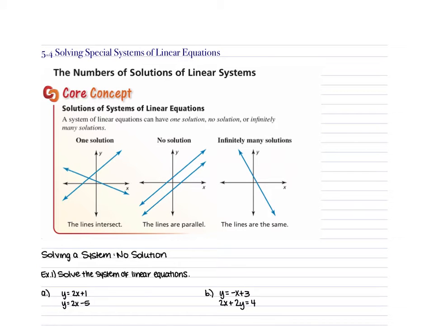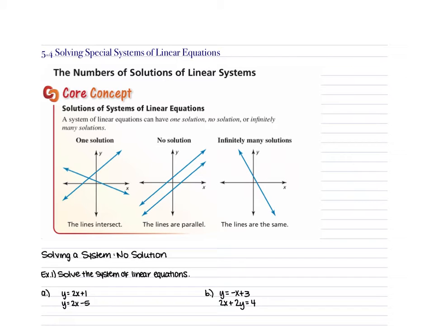5.4 goes over solving special systems of linear equations. You have 3 different types of solutions when you're working with systems of equations. One is one solution, the second is no solution, and the third is infinitely many solutions. So what you've seen prior to today is where those 2 lines cross, you have that one solution. Today you're going to be looking at some that have no solution and some that have infinitely many solutions.